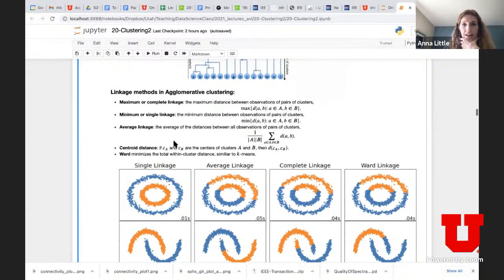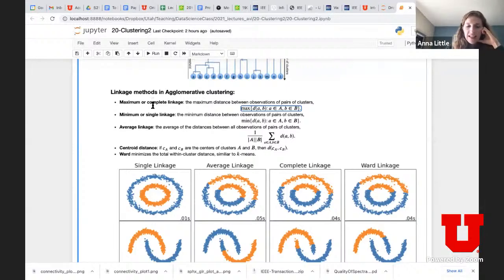First of all, you could measure the distance between two sets as the minimum distance between any two points in those sets. That's called the minimum or single linkage. You look for the two points, a point in A and a point in B, that are the very closest together. Or you could define the distance between two clusters as the maximum distance between any point in A and any point in B. That's called maximum or complete linkage.